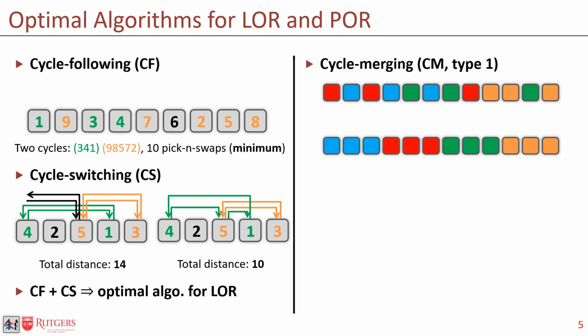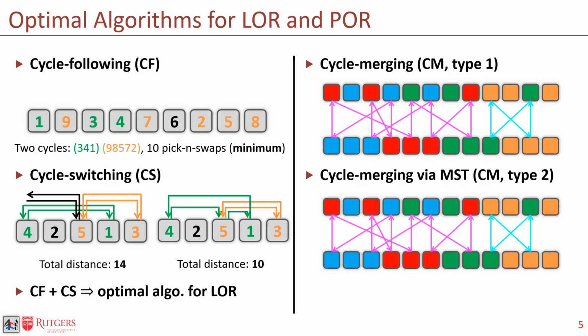For the partially labeled setting, POR, we will again solve it by cycle following. However, because an item does not have a unique destination now, the cycles are not unique. Here, we need to first perform a matching, which induces a set of cycles, in this case, these 3. These cycles can be merged to reduce the number of pick and swaps. The first type of merging does not add more distance cost. We can perform it like this.